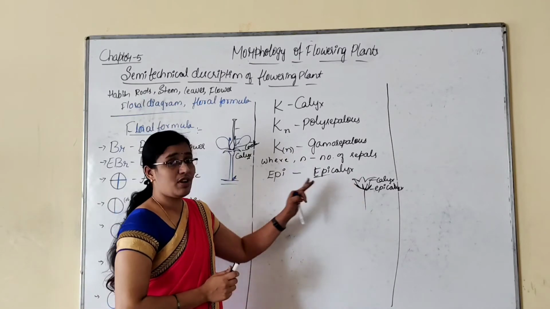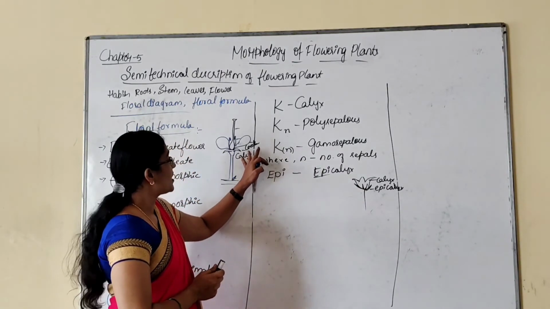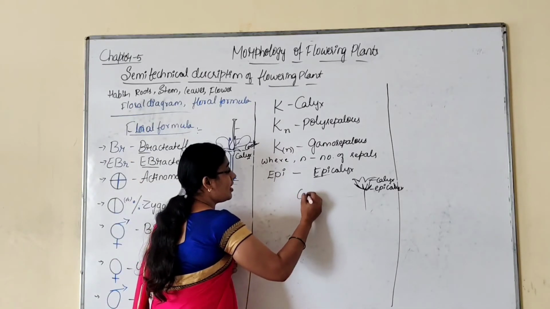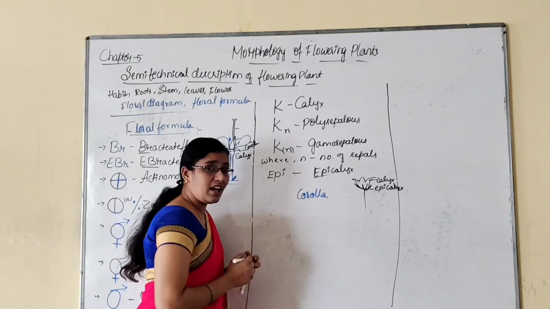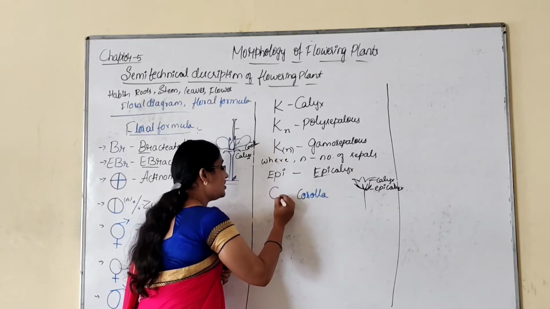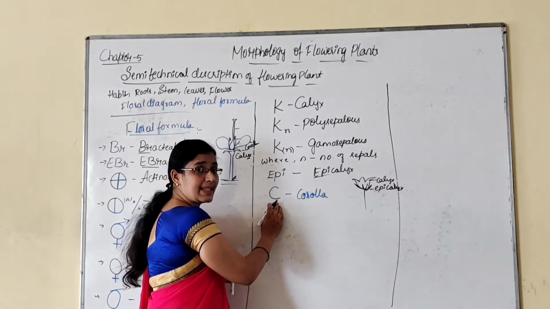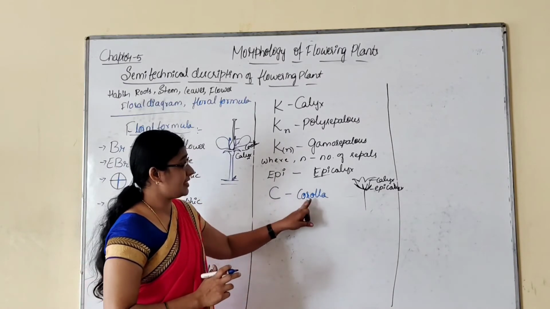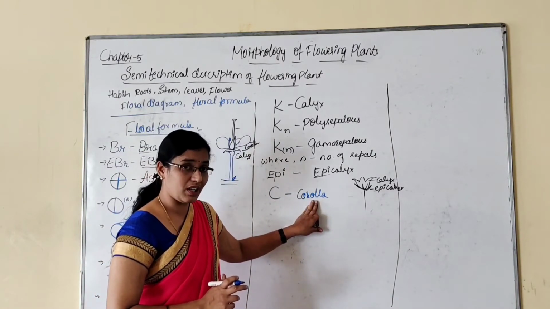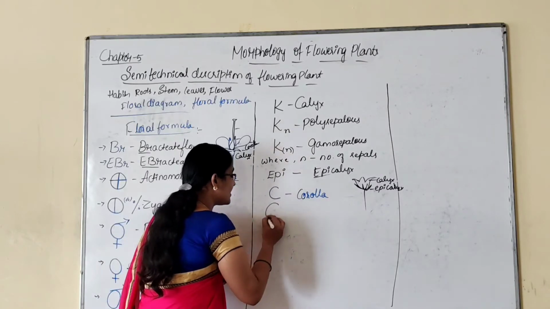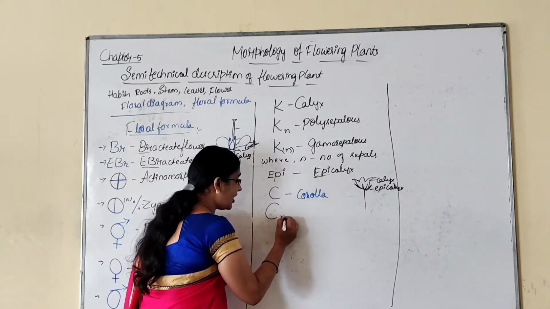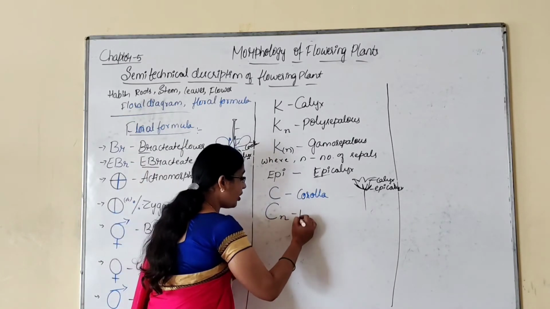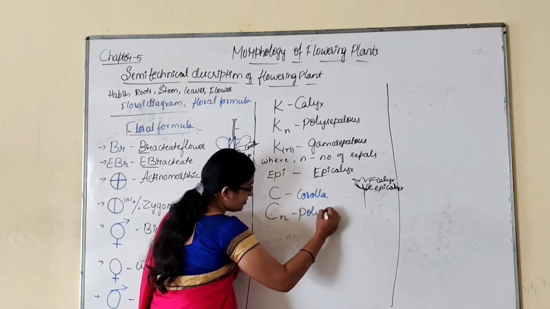Which is the next whorl of the flower after calyx? Corolla. So the next whorl is the corolla and it is represented by the symbol C. When you write just C, this indicates the corolla whorl. And if we write C and at its foot N, this represents the polypetalous condition.